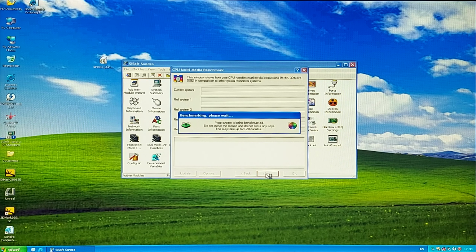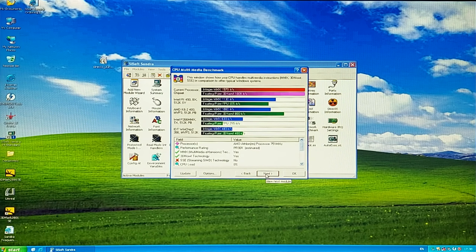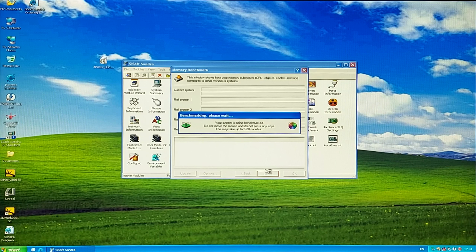The second benchmark is the CPU multimedia benchmark. And the results are as follows. The integer MMX scores 1579 ITS, and the floating point 3D now scores 1001 ITS.